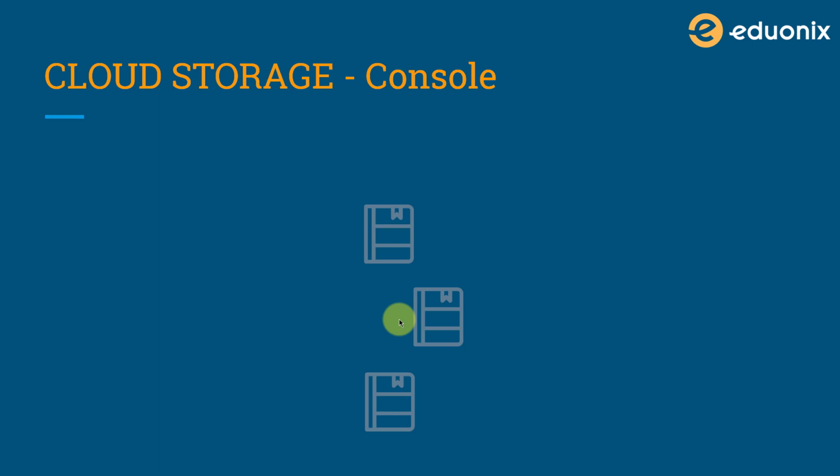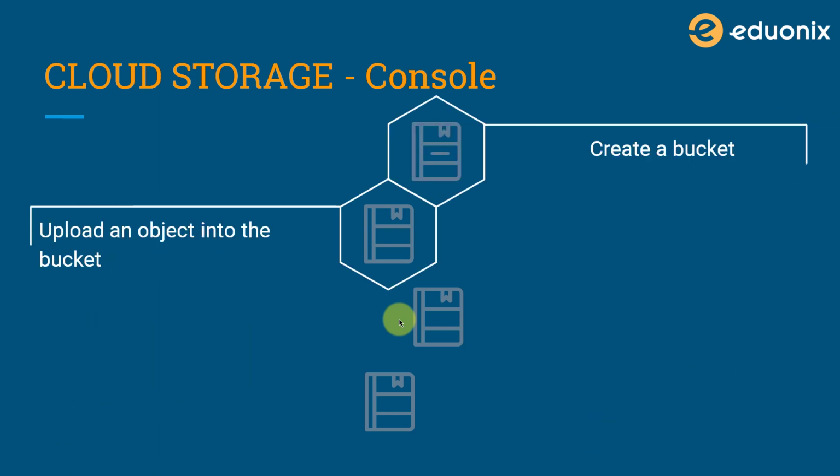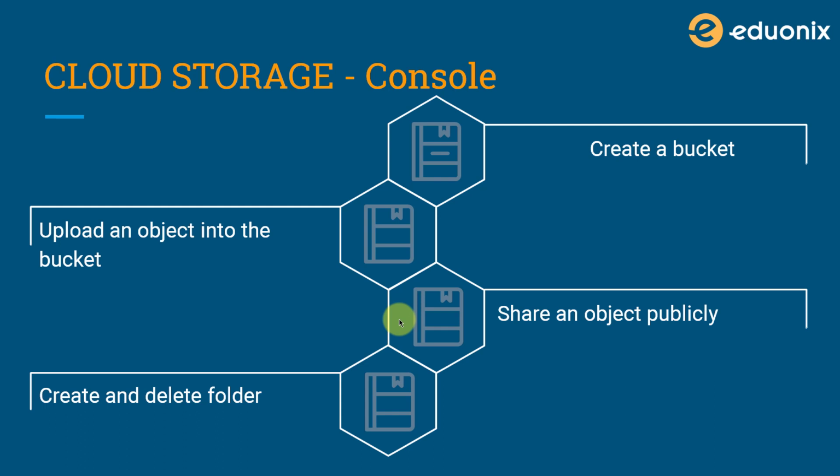In this video, we will learn how to perform basic tasks in Google Cloud Storage using the Google Cloud Platform Console. First of all, we will learn how to create a bucket and what the difference is between the types of storage in Google Cloud. We will also learn how to upload an object into the bucket. Then we will learn how to share an object publicly. And in the last video for this section, we will learn how to create and delete a folder and work with objects in the cloud. So let's get started.